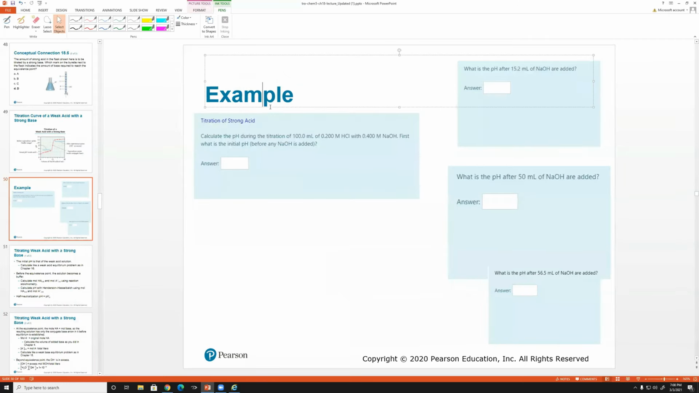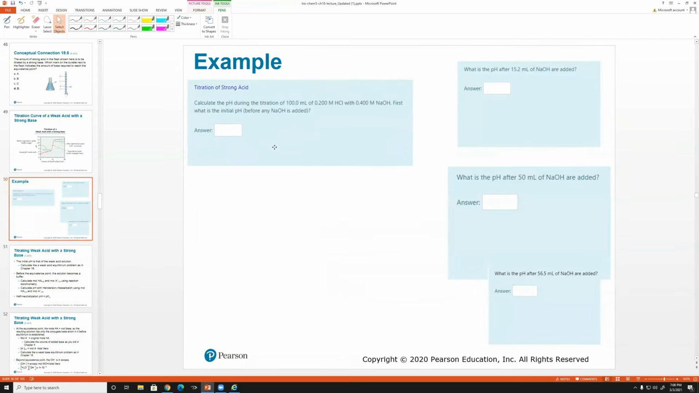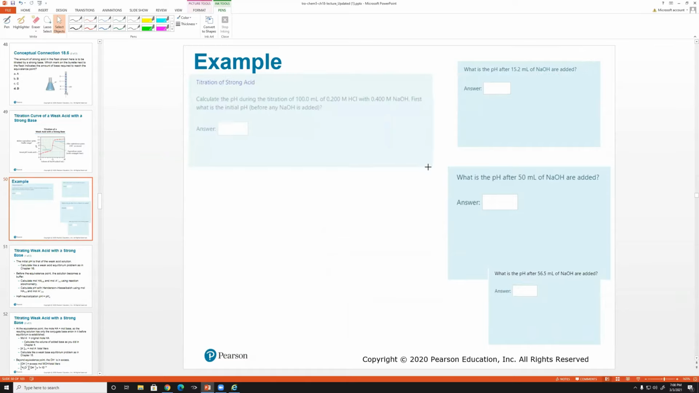Okay, so here's our example for that. Titration of a strong acid. These questions are clearly from the homework, and we'll do them together. Calculate the pH during the titration of 100 milliliters of 0.2 molar HCl with 0.4 molar NaOH. First, what is the initial pH before anything's added? Can anyone tell me how you do that? How do we do that?